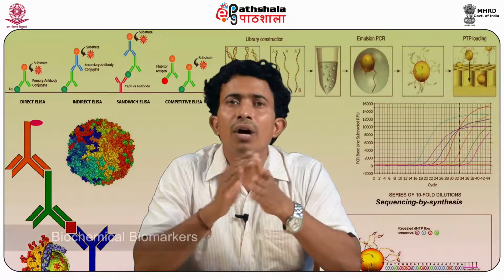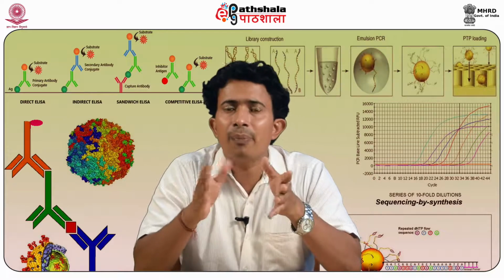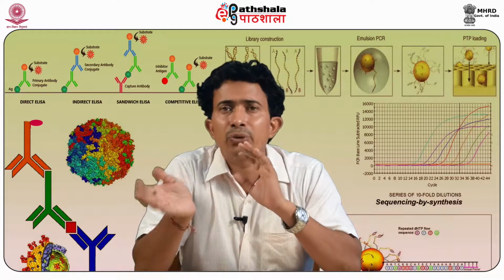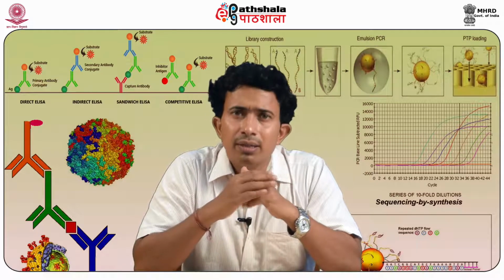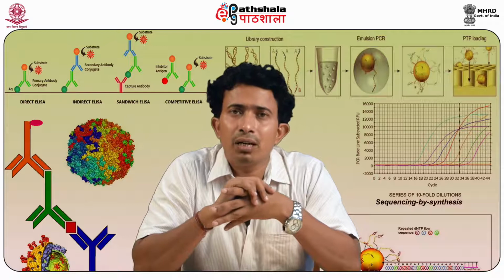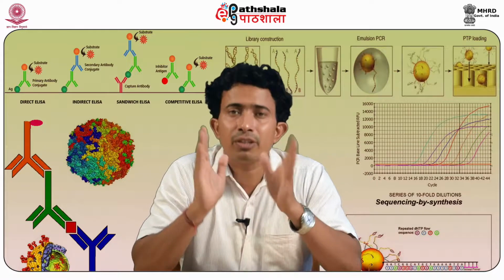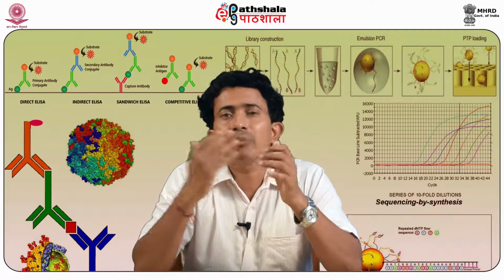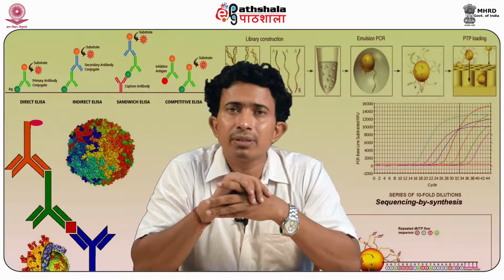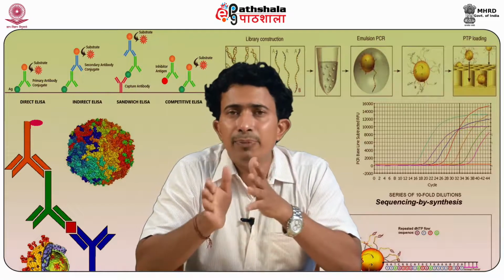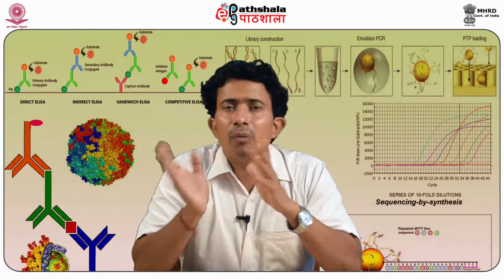So the second type is biochemical biomarkers. Whenever something unnatural happens with the animal, whenever a pathogen infects the animal, or whenever it is affected by a toxin, certain kinds of change happen in the physiology and the biochemical parameters are disturbed. This disturbance in the biochemical parameters can be estimated, or this change in the biochemical parameters can be compared with the healthy parameters. So this forms the principle of biochemical biomarkers.